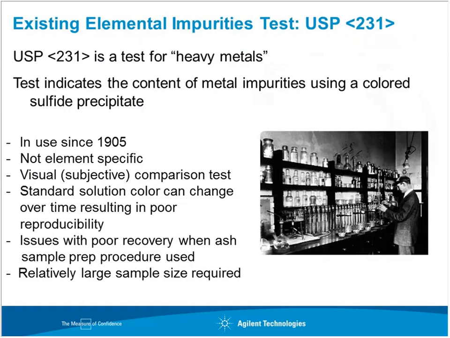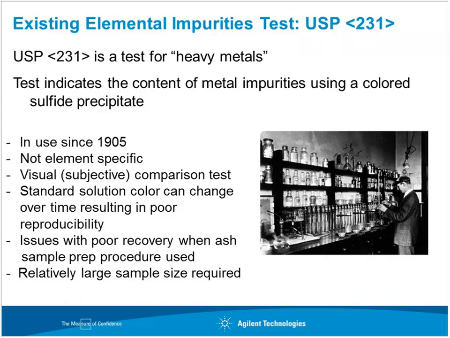So USP 231 is an existing test for what were classified as heavy metals. The test indicates the metal impurities using a colored sulfide precipitate. And as you can see, this test has been in use since 1905. It's not element specific. It's a visual or subjective comparison test. And the standard solution color can change over time, which results in poor reproducibility.